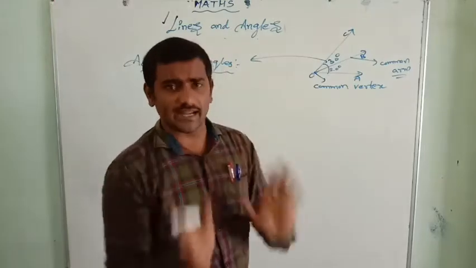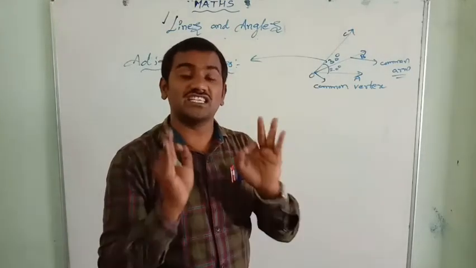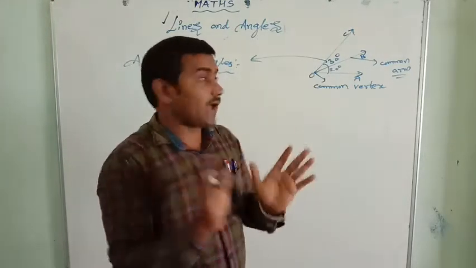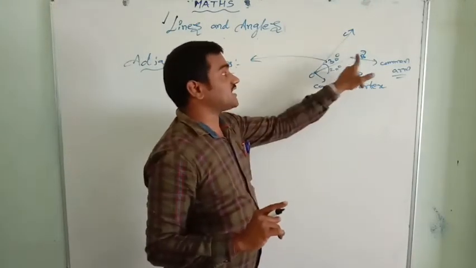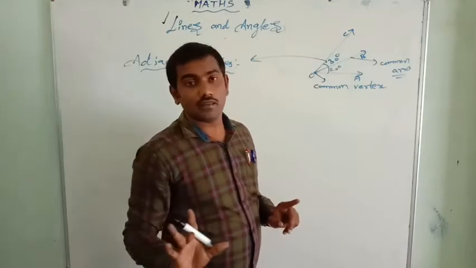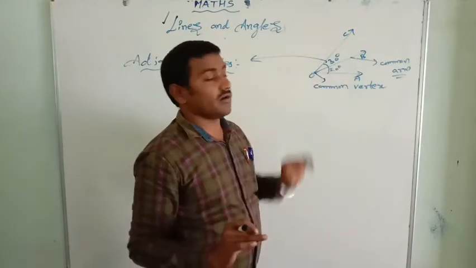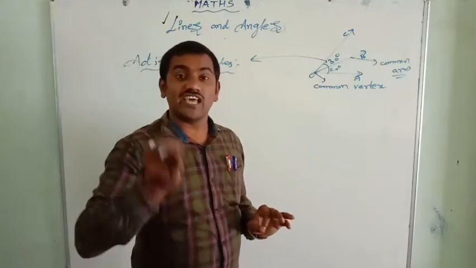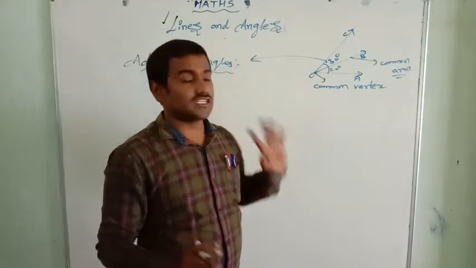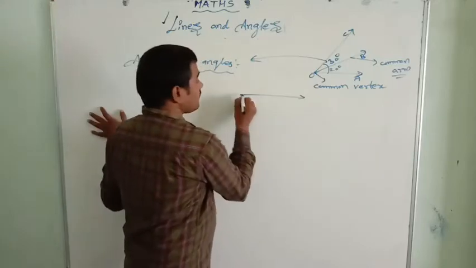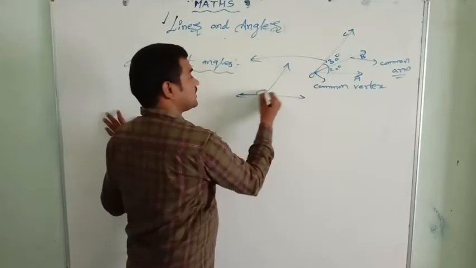Angles that are just beside each other are called adjacent angles, but there should be no gap between them. See 20 degrees and 30 degrees. They must have one common vertex and a common arm. If two angles have the same common vertex and common arm, then the two angles are known as adjacent angles.